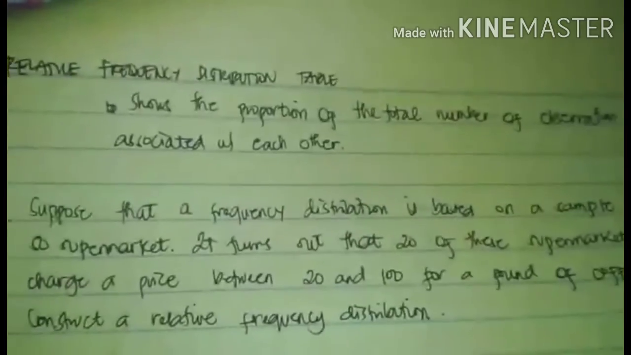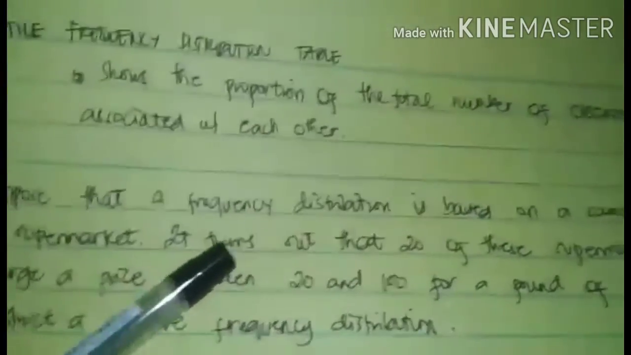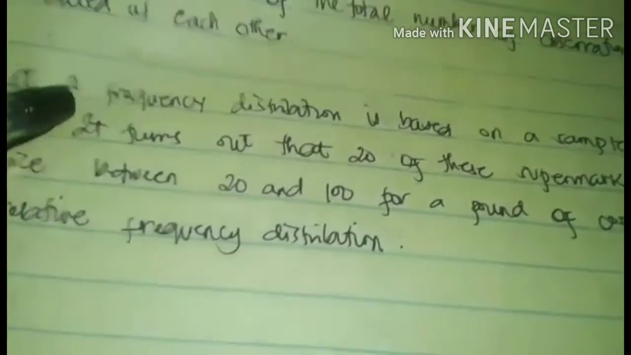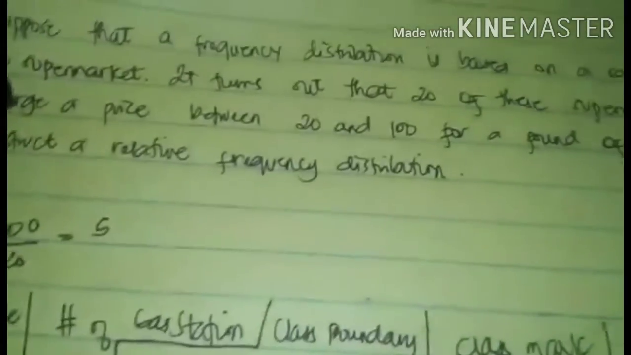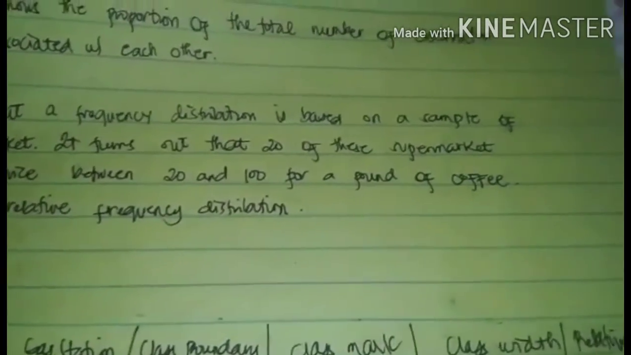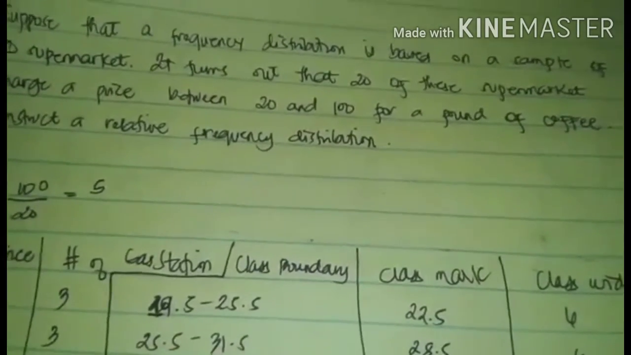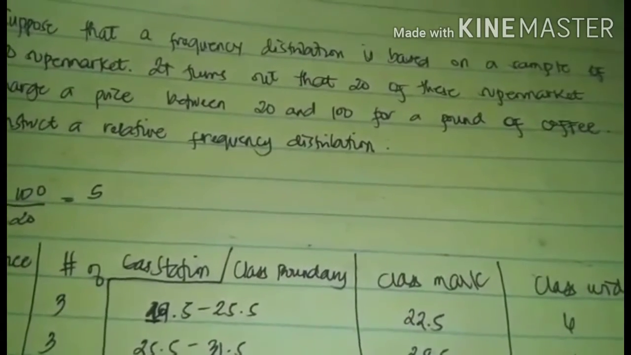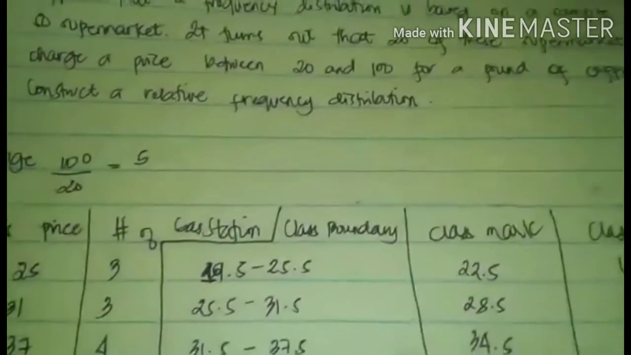And our relative frequency distribution table shows the proportion of the total number of observations associated with each number. So for number 1, suppose that the frequency distribution is based on a sample of 50 supermarkets. It turns out that 20 of the supermarkets charge a price between 20 and 100 for a pound of coffee. Construct a relative frequency distribution.